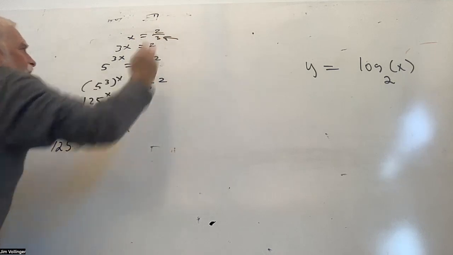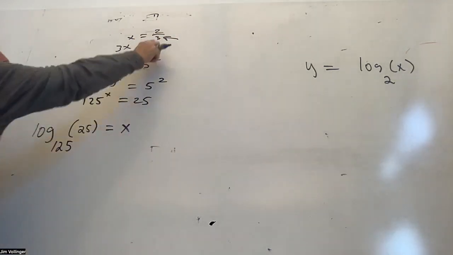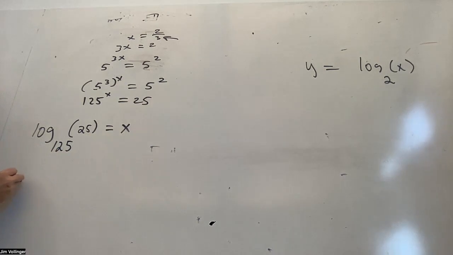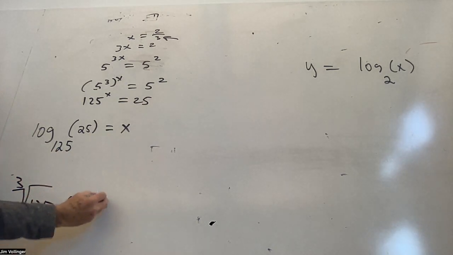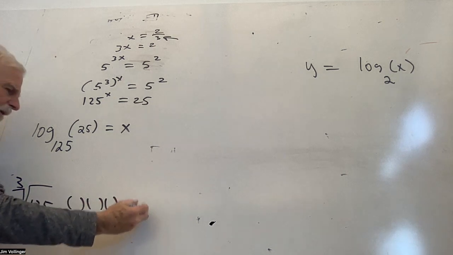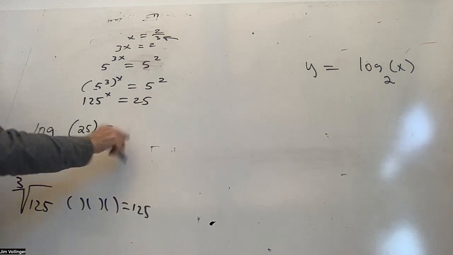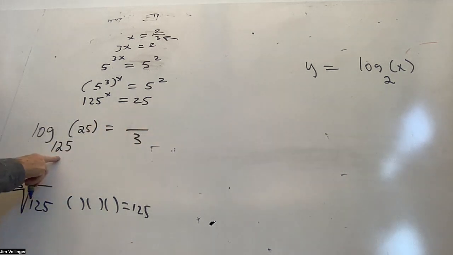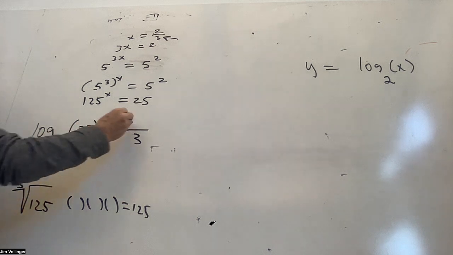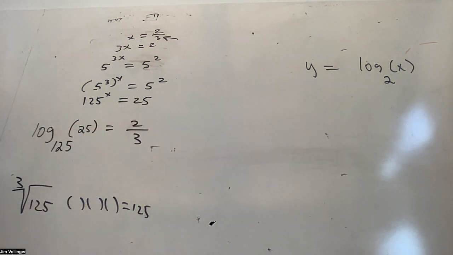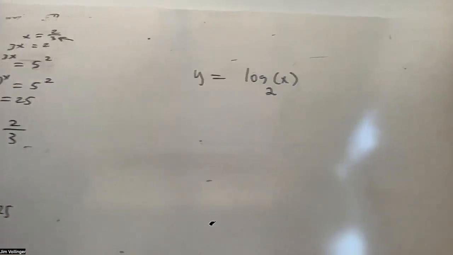Do you remember what that 3 means? Cube root. What's the cube root of 125? What times what times what gets us 125? I hope you say the answer 5. So if I take the cube root of 125, I get 5. What do I have to do exponentially to turn a 5 into a 25? Square it. All right.